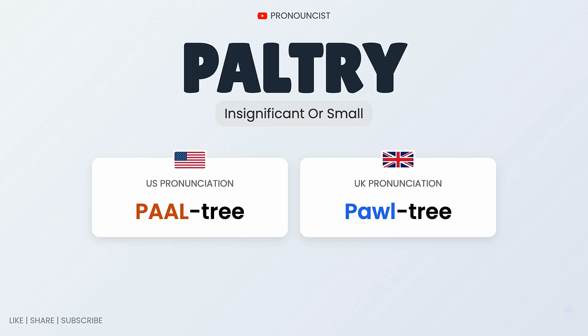Now, read the syllables of British pronunciation shown on the screen naturally. Pal, tree, paltry. Emphasize pal and keep tree light. Paltry. Practice repeatedly and you'll soon be able to say this word perfectly.